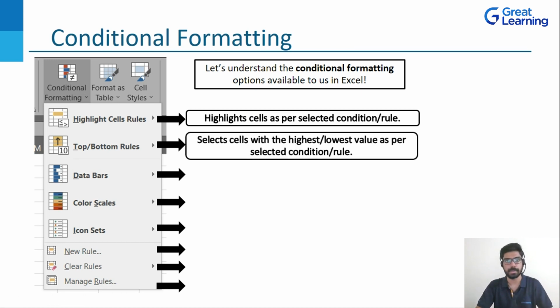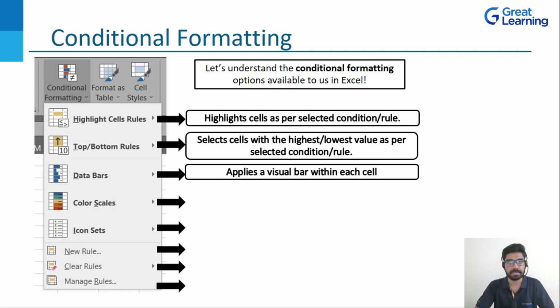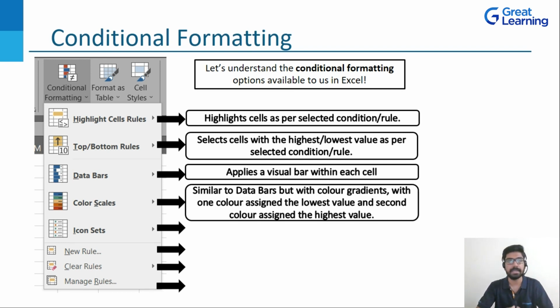Top-bottom rules: the topmost or the bottommost values which satisfy the conditions can be formatted here. Data bars are a pictorial representation, similar to a bar graph, present within the cell. The length of the bar depends upon the magnitude of the value present within the cell. Color scales: in this formatting, the cells will be given a particular color based on the value or the range in which they fall under.